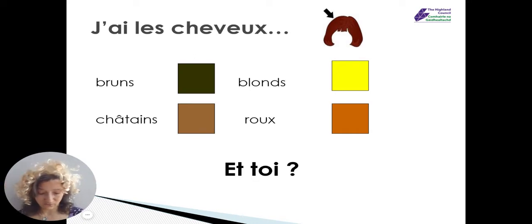J'ai les cheveux bruns. Très bien. Well repeated, because I said it. J'ai les cheveux roux. Ah, no one should be repeating it. If you repeated it, that's wrong because it's not red-headed, so I get the point. If you didn't repeat it, you get the point. So it's the class beat the teacher.